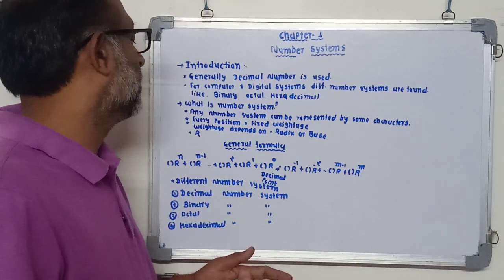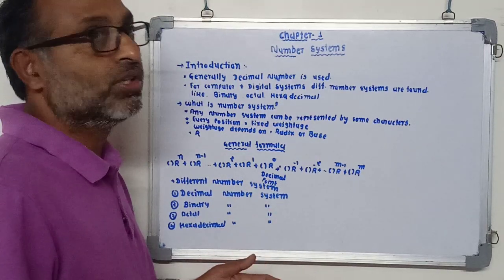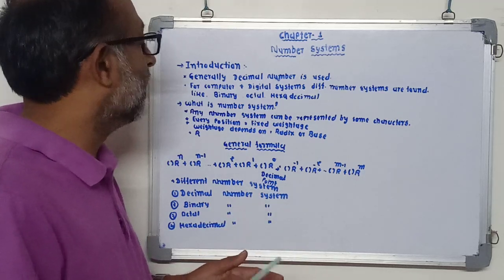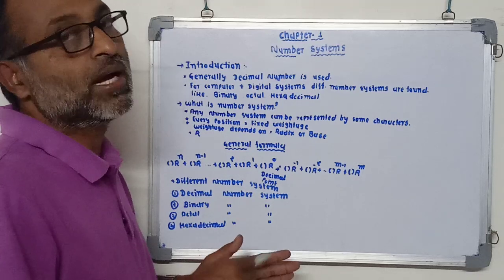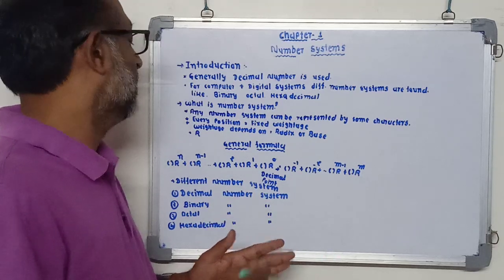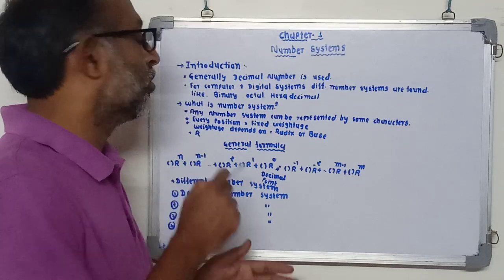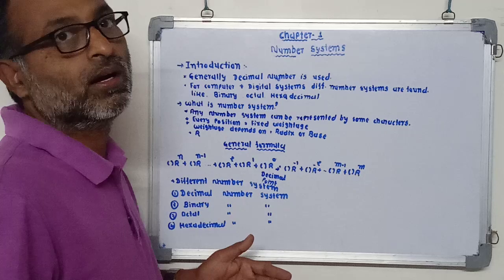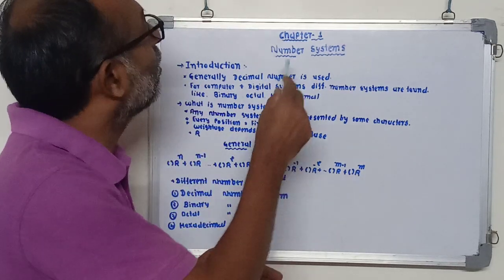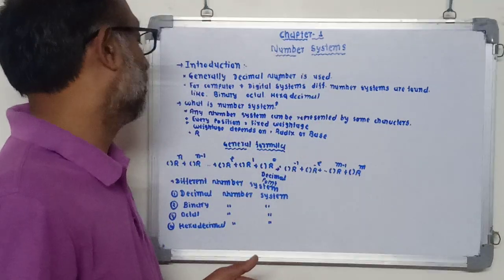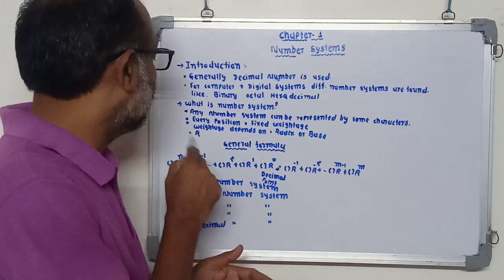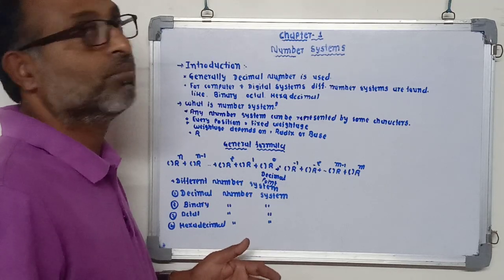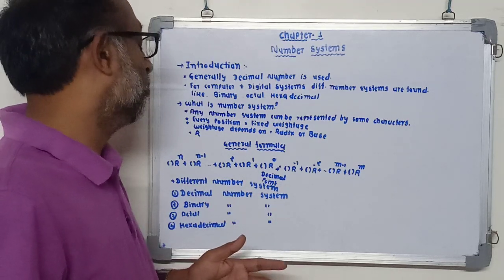Now the weightage of this character depends on the radix or base, and this radix or base is represented by capital R. It is most important. According to this base or radix, we establish different number systems. So from this radix, you can easily define which type of number system we are using.